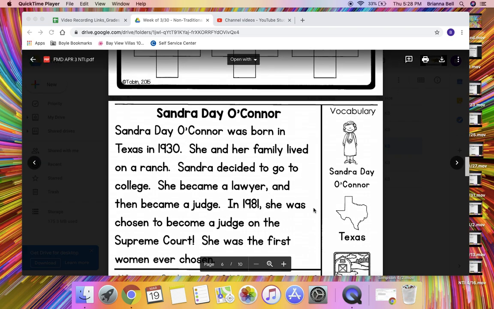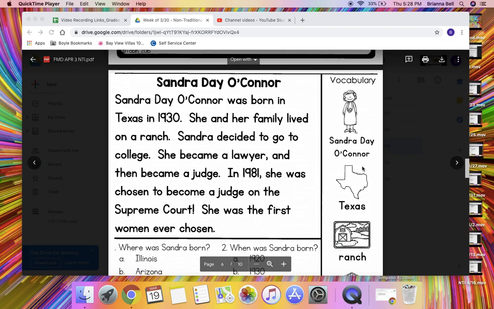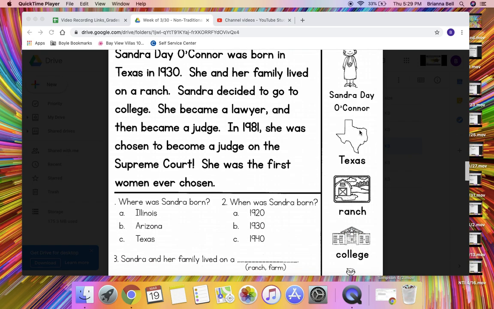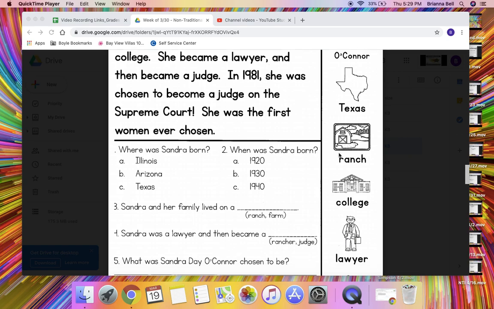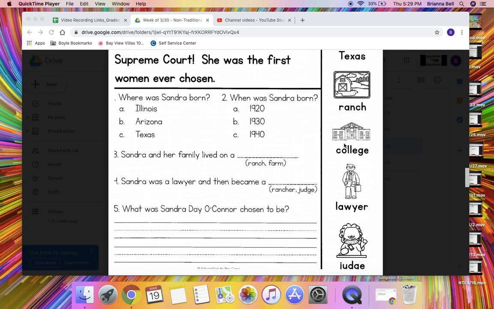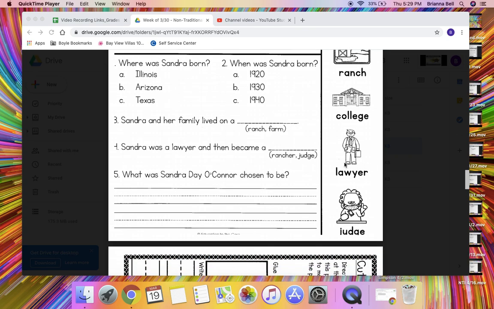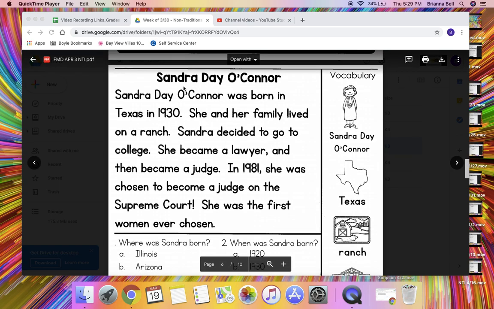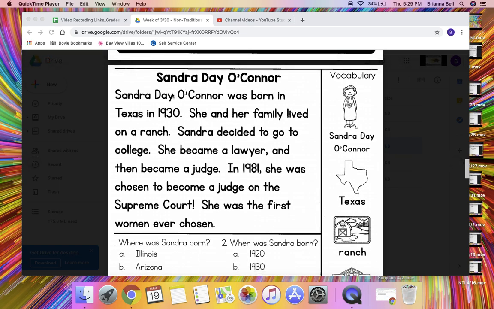On your next page, there are vocabulary words. Sandra Day O'Connor, Texas, ranch, college, lawyer. This story is called Sandra Day O'Connor.